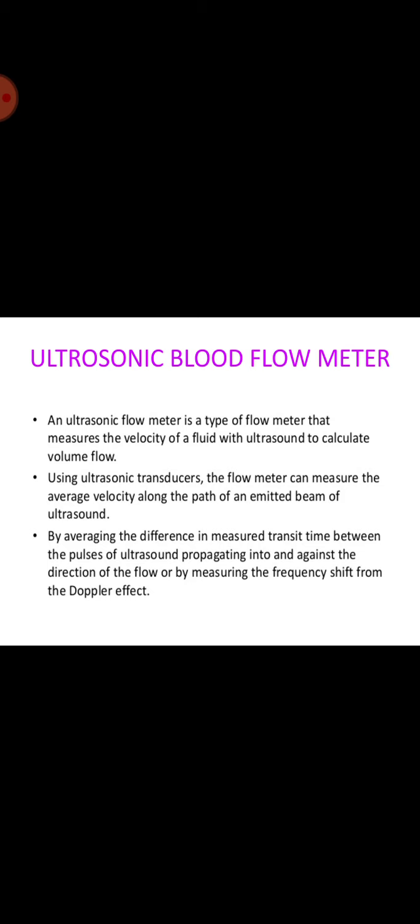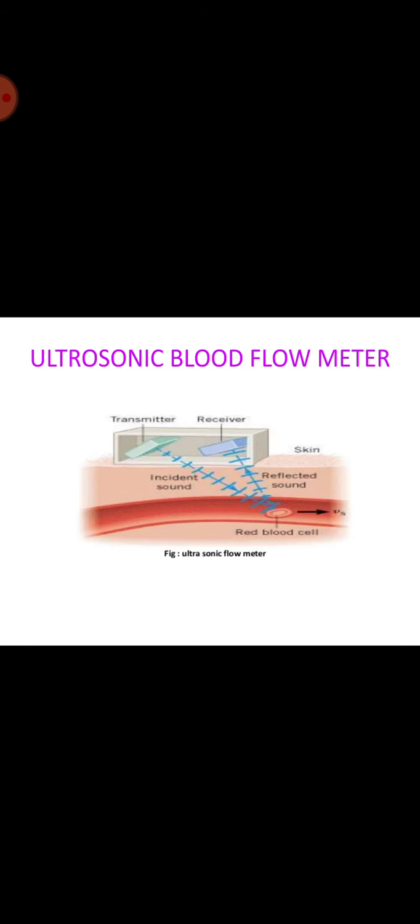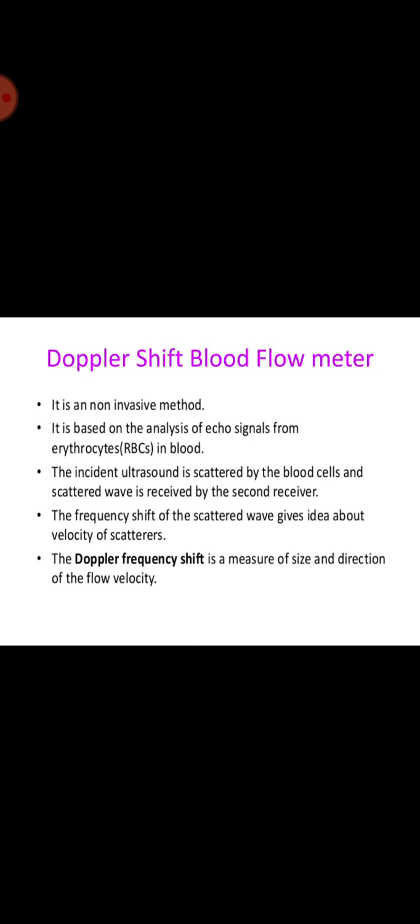Most common ultrasonic flow meters are based on the Doppler principle, and the figure here shows the ultrasonic blood flow meter. Here the transmitter sends the ultrasonic signal, which gets reflected by the red blood cells, and then the signal is received by the receiver. And the second category is the Doppler shift blood flow meter.